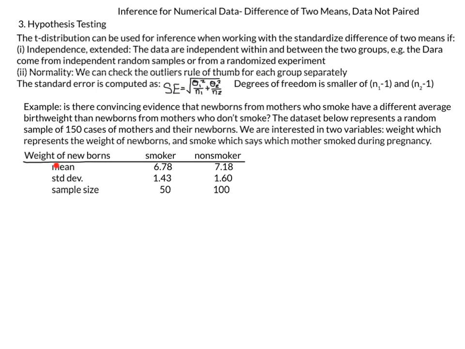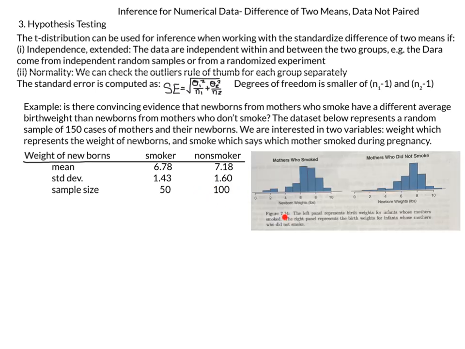We can see from the table that the mean weight of newborns from mothers who smoked was 6.78 pounds. For those who didn't smoke, it was 7.18. So it looks like on average, if the mother doesn't smoke, you have a higher birth weight, which I think is supposed to be good. Then we have the standard deviations for the smokers versus non-smokers, and then the sample sizes are 50 versus 100. We have the histogram here, so we can see if we can use the t-distribution.